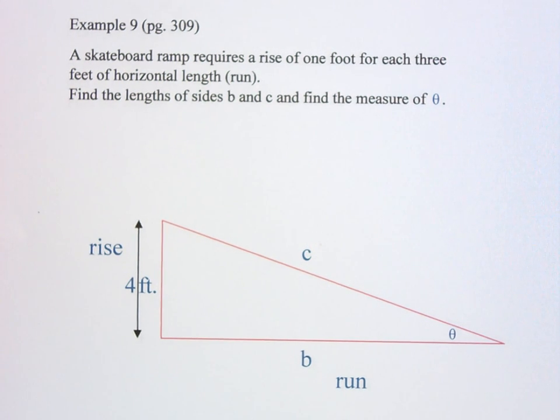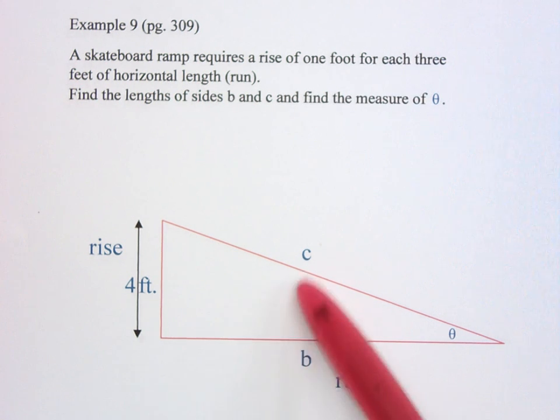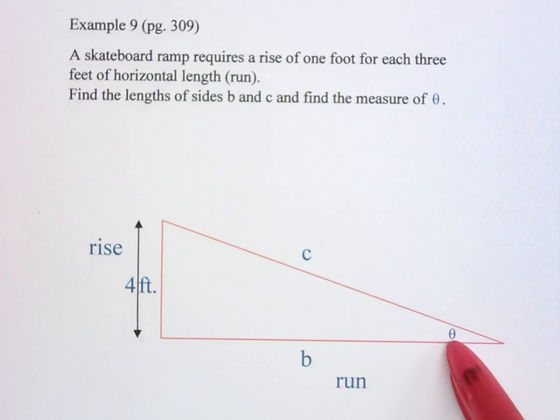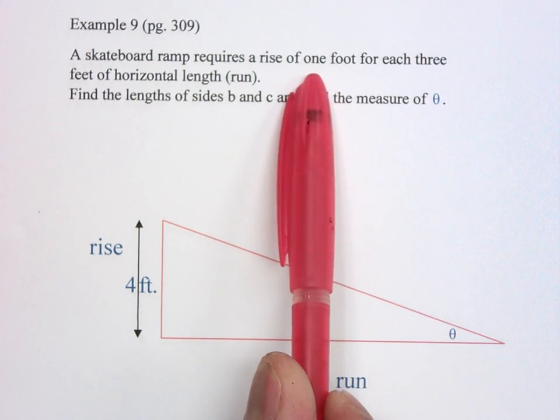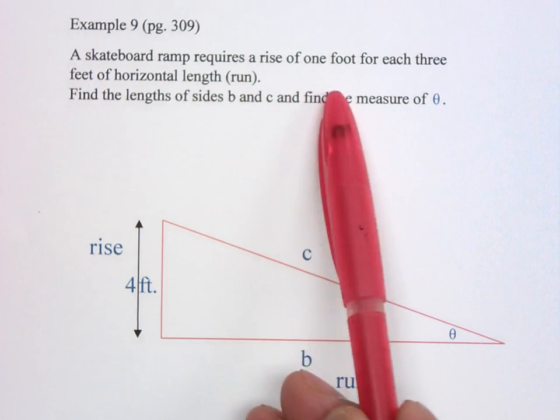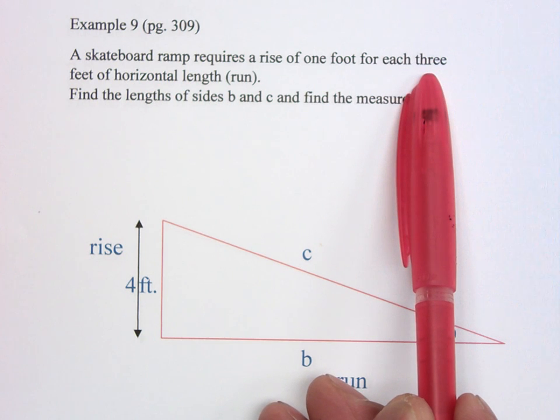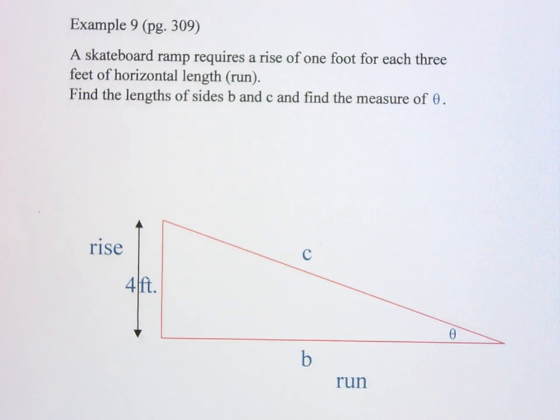Example 9 from page 309 says that a skateboard ramp requires a rise of 1 foot for every 3 feet of horizontal length. I'm just going to call that the run. So we have to find the length of side B and side C, and we have to find theta. Now they told us what the rise is, didn't they? What's the rise? 1 foot. What's the run? 3 feet. So let me write that as a ratio.